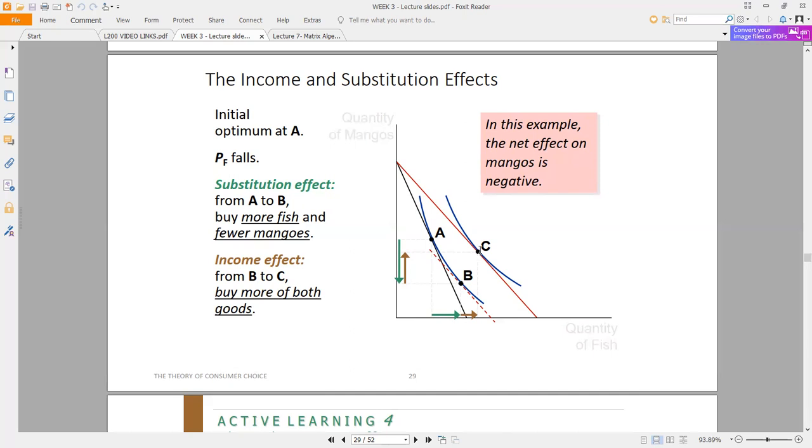Then from B to C is the income effect. You see that the income effect is causing the individual to still buy more fish, so from here to here. And even for mangoes too, we are buying more, from here to here. So from A to B is the substitution effect, and from B to C is the income effect. A to B, the substitution effect, is causing the individual to buy more fish and less mangoes. But from B to C, the income effect is causing the individual to buy more of both goods, both fish and mangoes. So this is how we decompose the total effect into the substitution and income effects.